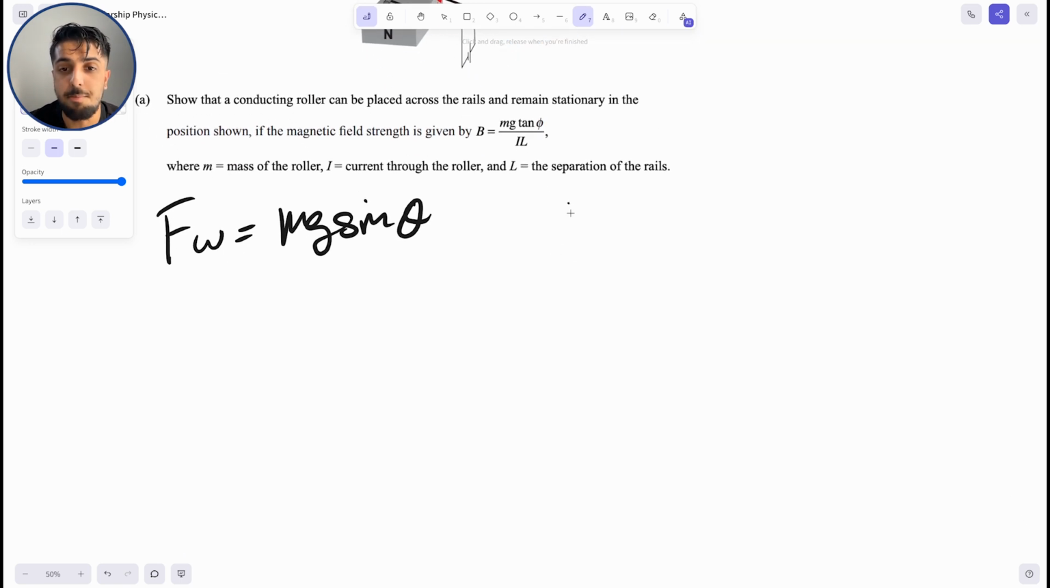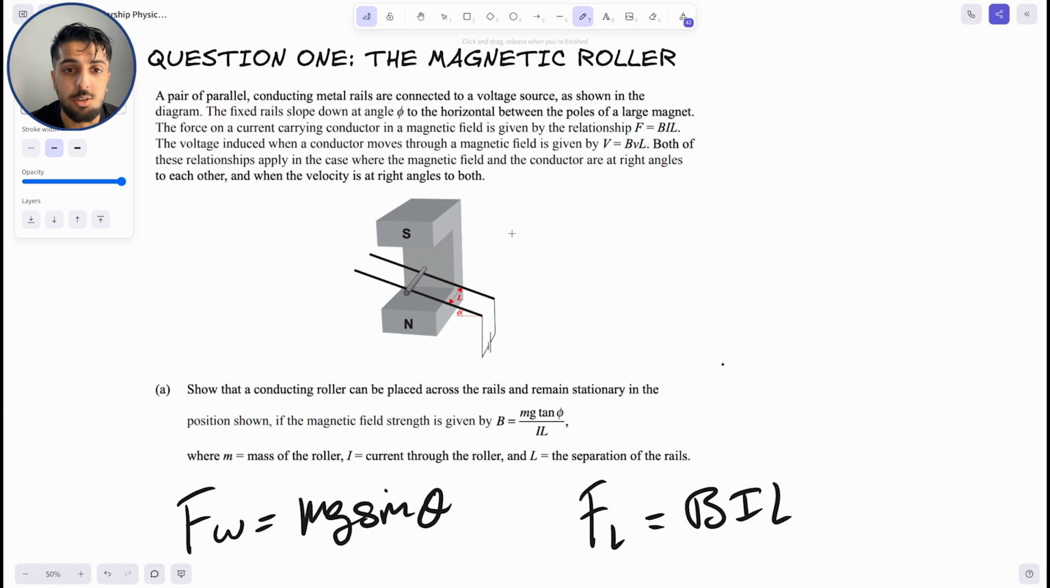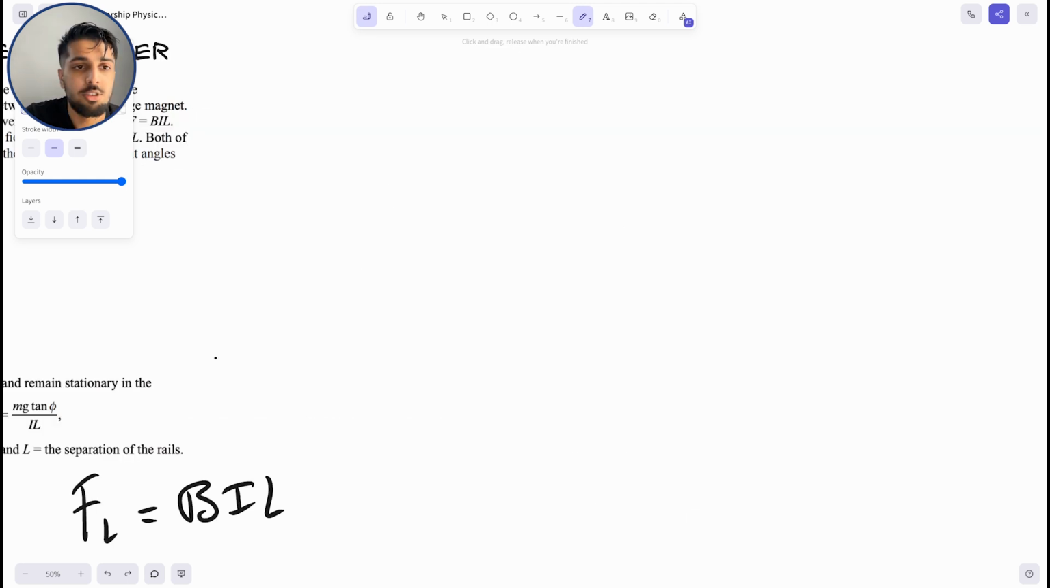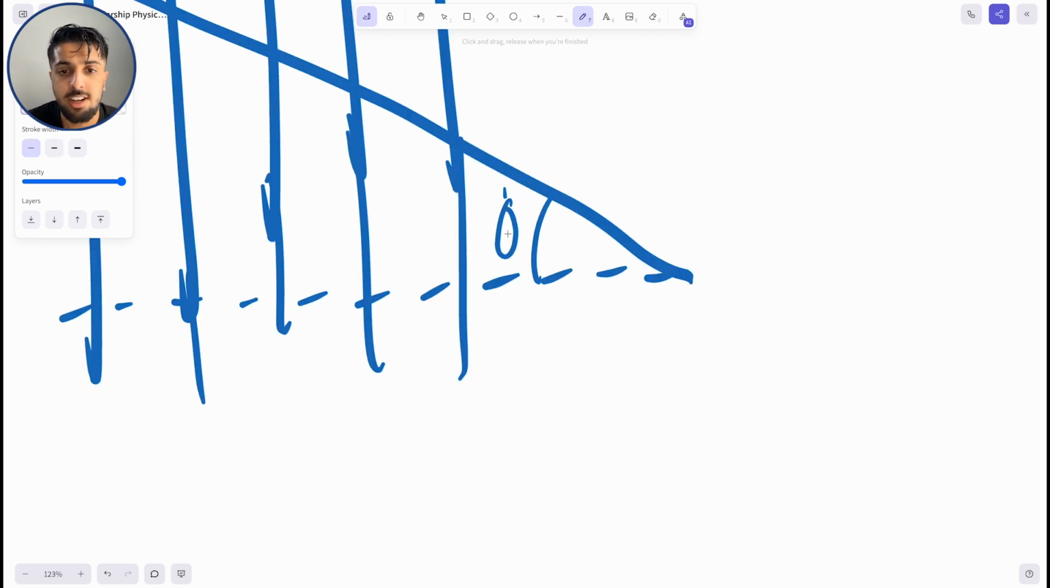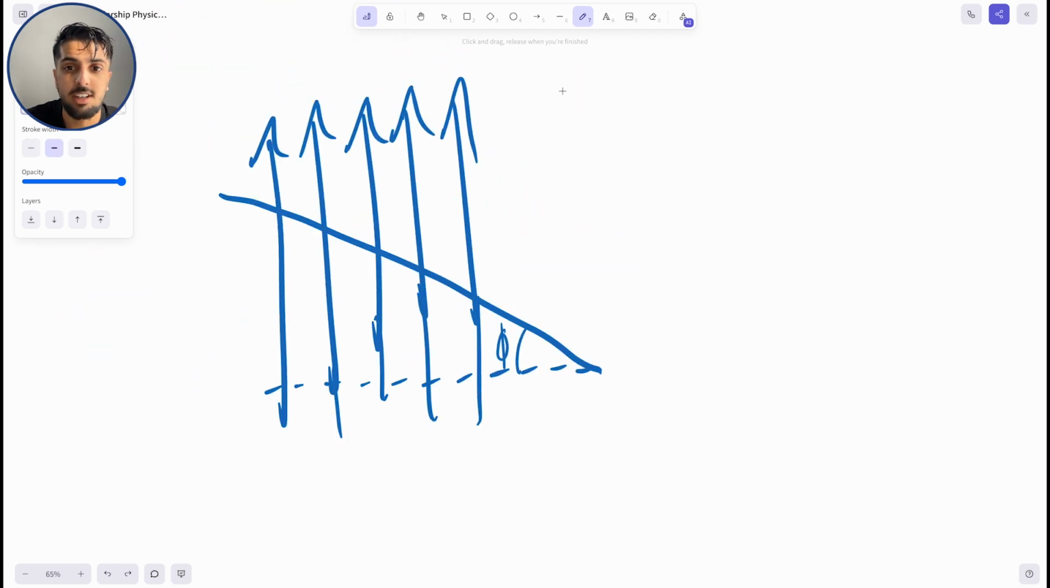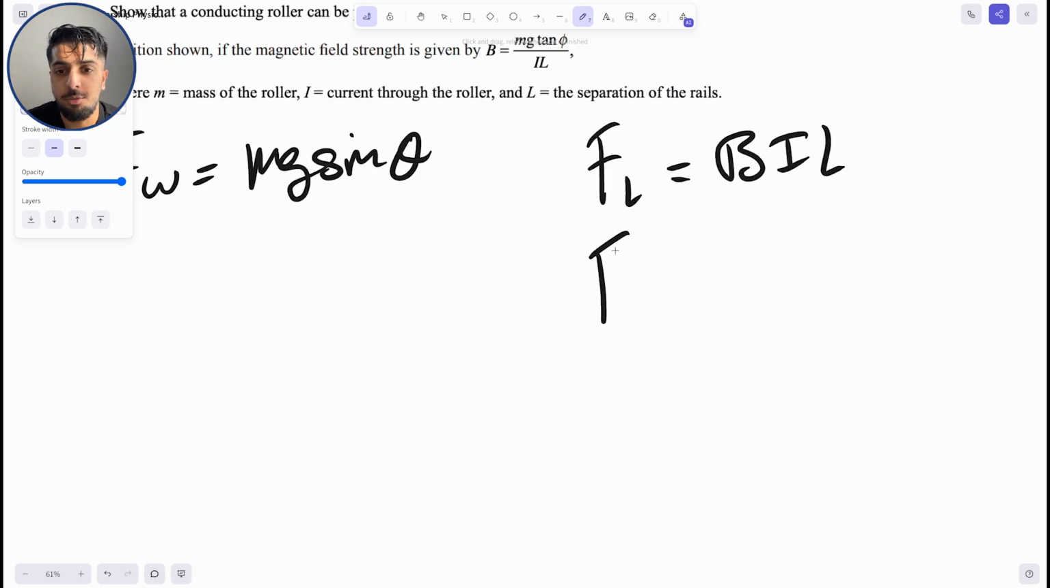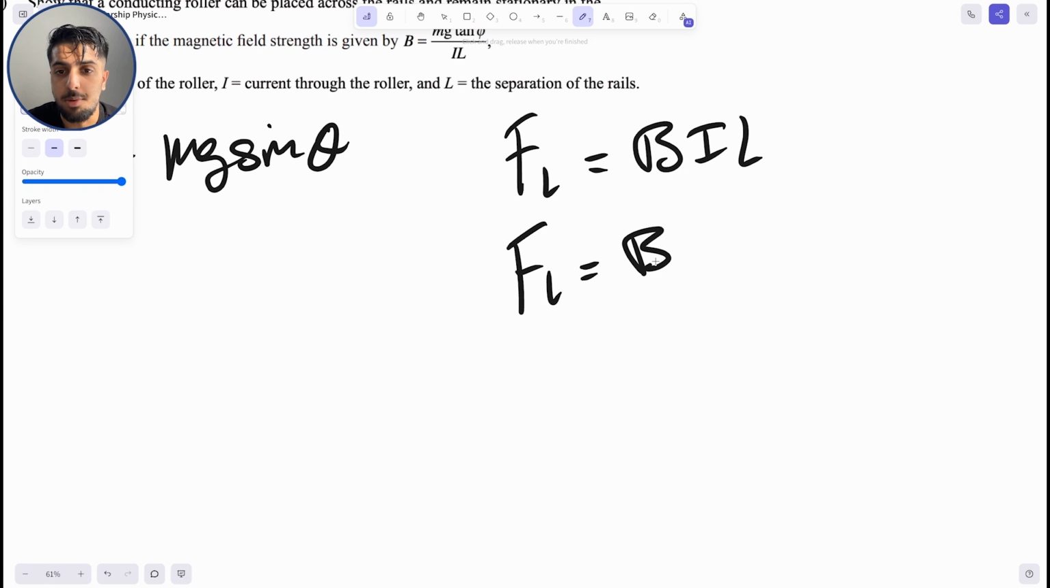We also know that the magnetic force is equal to BIL. Now, as stated in the question, both of these relationships are when the conductor is at right angles to the magnetic field. However, in this case, you can see that it's not at right angles, it's down a slope. So if we draw our magnetic field lines, where this angle right here is our phi, we can see that the magnetic field component is B cos phi. So therefore, our magnetic force is equal to B cos phi IL.